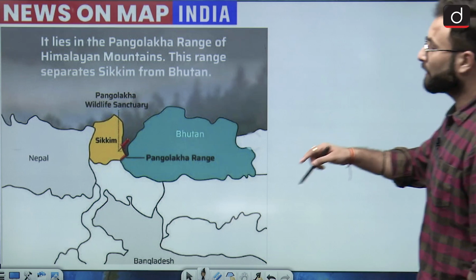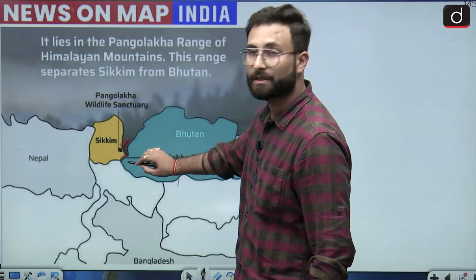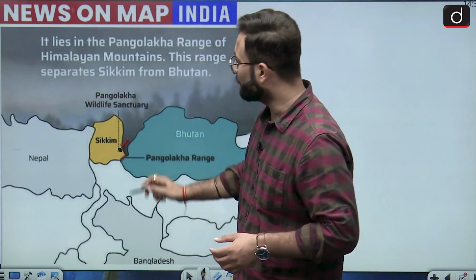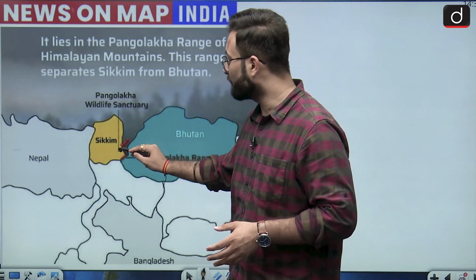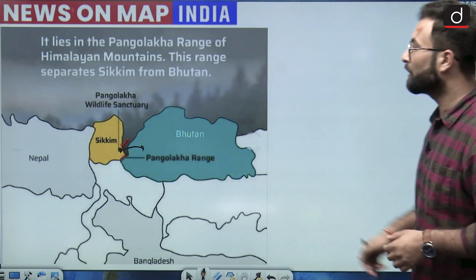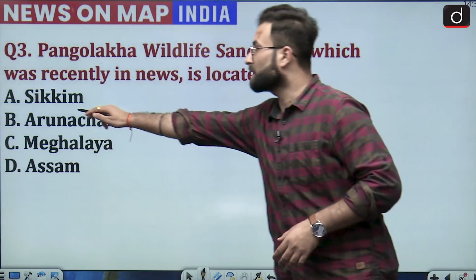Now when we are talking about the location of the Pangolakha, it is somewhere over here. It is in the vicinity of Bhutan, or in the vicinity of the tri-junction between India and Bhutan. But the thing is, there was this tiger who started his journey from this particular area and reached Bhutan. So basically we can say that there is an international tiger corridor, or a natural tiger corridor, which exists in this region. So that is about Pangolakha Wildlife Sanctuary and why it was in news. Option A is your right answer, that is Sikkim.